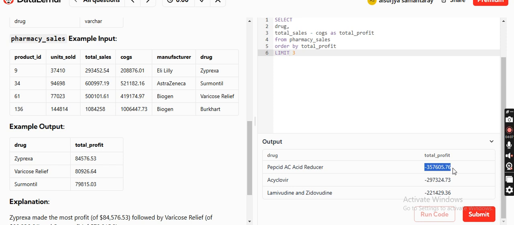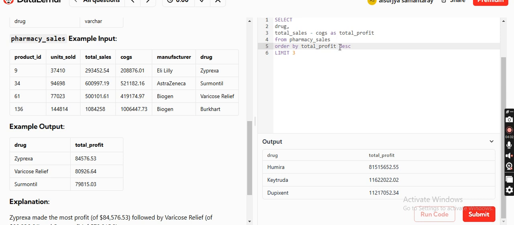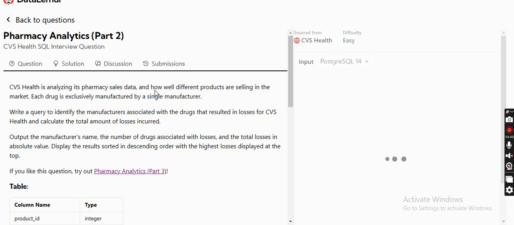Great. And it is showing the minus sign. Why are the minus numbers visible over here? Because the SQL is currently focusing on the minus part. If I do it this way, top three, then it is working. Because I had not mentioned the descending order, it was showing the beginning three rows instead of the highest profit. So let's just submit this. It is done. Now let's move to the second part of the query.